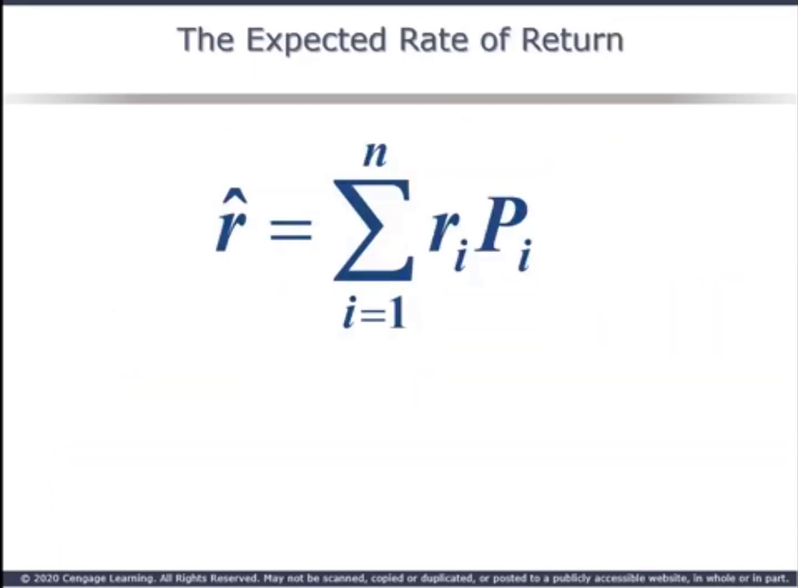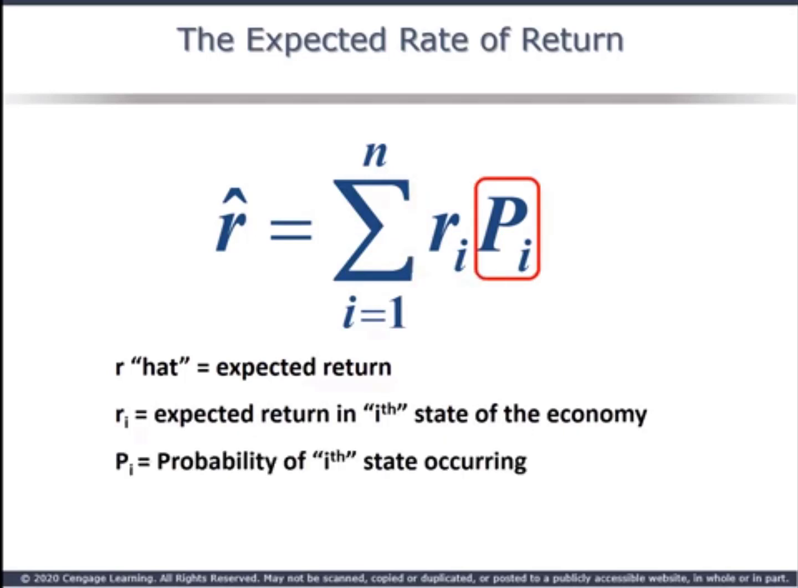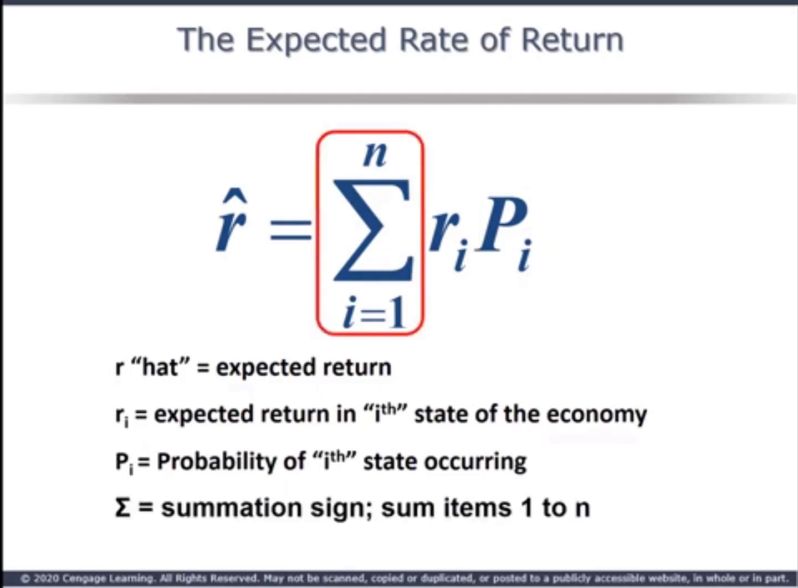To begin, we need to be able to use a probability distribution to find the expected rate of return on an asset. The formula on the slide is a standard weighted average with the probabilities as the weights. Following the basic weighted average solution technique, you multiply across and add down. R hat is our expected return. R sub i is the expected return in the ith state of the economy. P sub i is the probability of the ith state occurring. The summation sign, sum those up to get your results. We'll look at an example on the next slide.